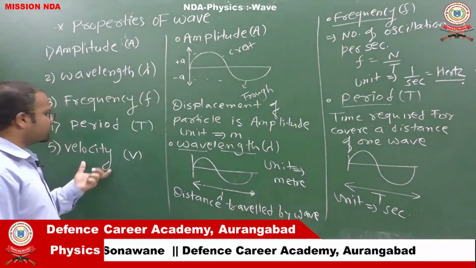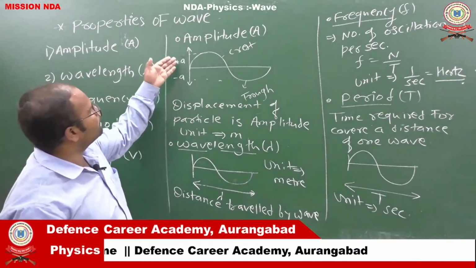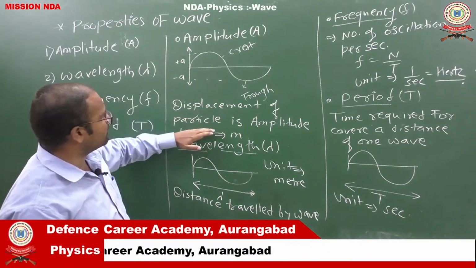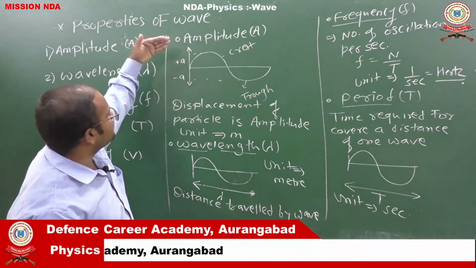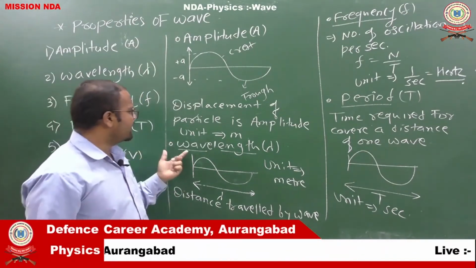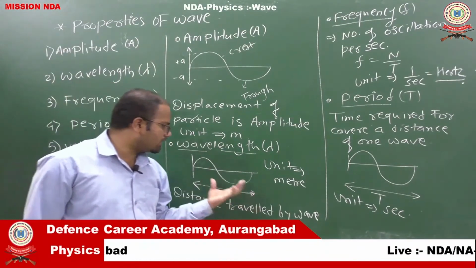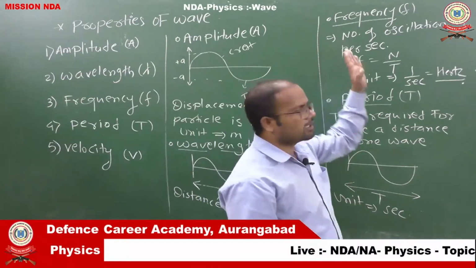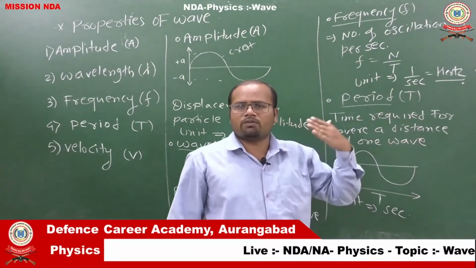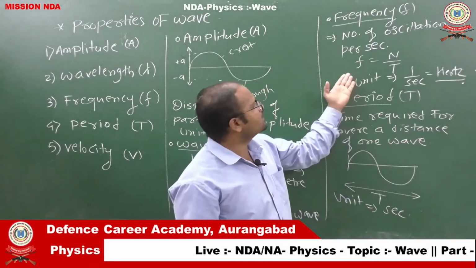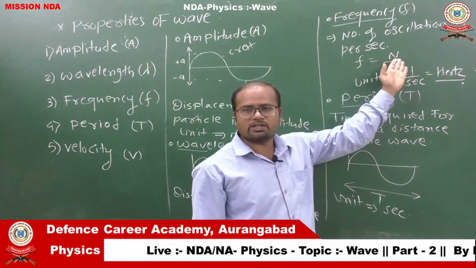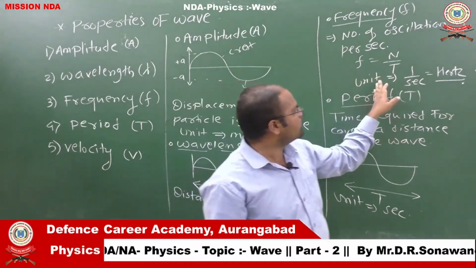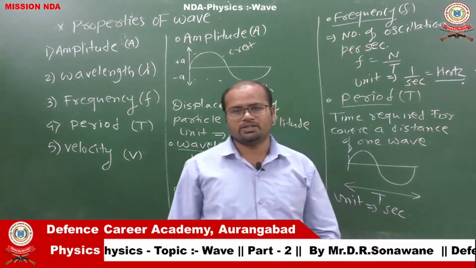The last property is velocity. Before that, let us revise the properties. Amplitude is nothing but the displacement of a particle, we can say vertical displacement also. Then wavelength is nothing but the distance traveled by the wave, denoted by lambda. Again, frequency is nothing but the number of oscillations per second, number of vibrations per second. It is n upon t. N is an integer, many vibrations or oscillations may be there. The unit of frequency is hertz.